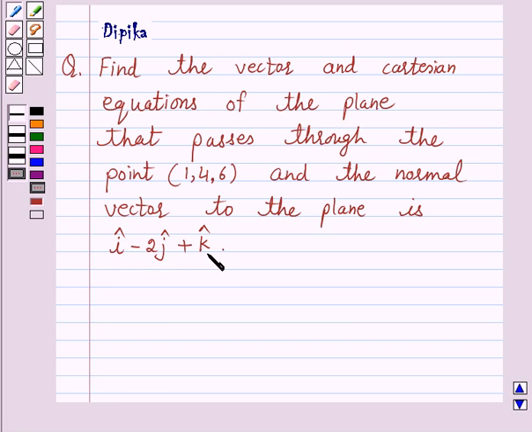Now we know that the equation of a plane through a point whose position vector is vector A and perpendicular to the vector N is (vector R minus vector A) dot vector N is equal to 0. So this is the vector equation of the plane.